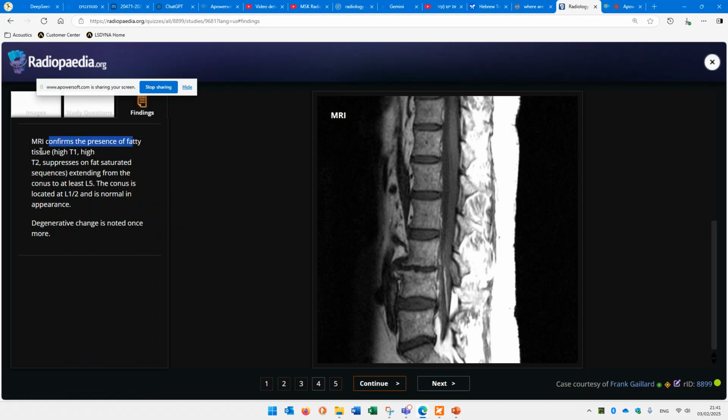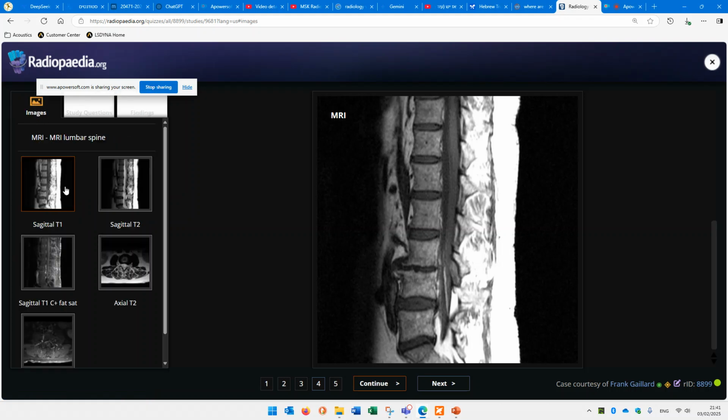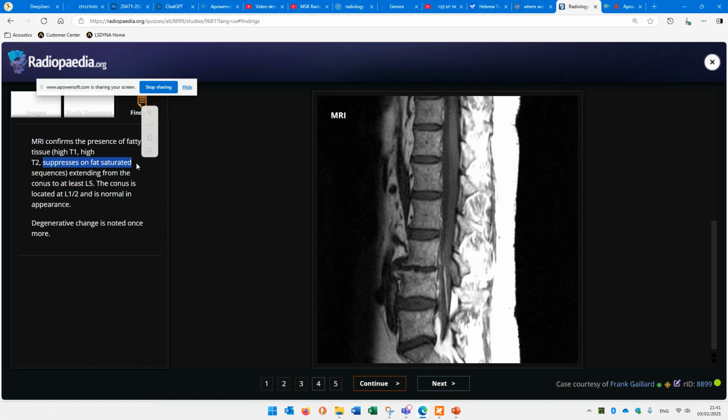Okay, MRI confirmed the presence of the fatty tissue, high T1. Here, this is the fatty tissue in the area of the conus, around the area of the conus. T2 suppressed on fat saturated, extended from the conus to at least L5. The conus is located at L1-2 and is normal in appearance. The degenerative changes noted once more. Those are the degenerative changes. Okay.